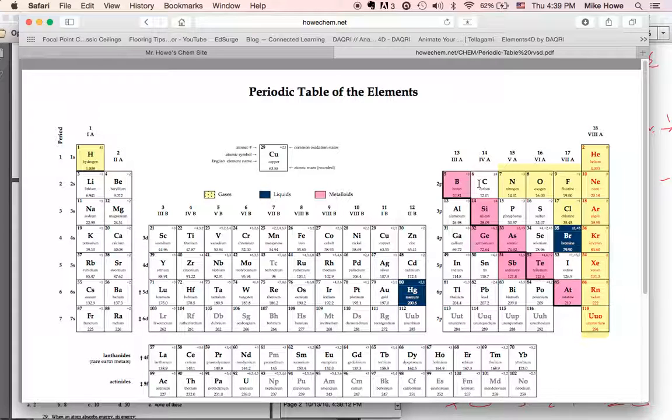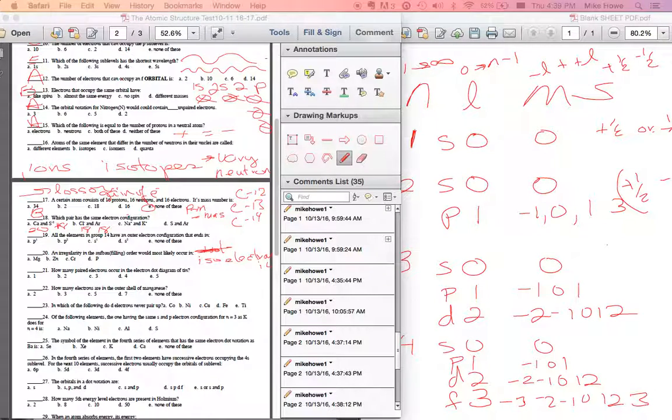Carbon ends in 2p2, so it's 1s2, 2s2, 2p2. Silicon ends in 3p2: 1s2, 2s2, 2p6, 3s2, 3p2. Oh, I said that wrong. Germanium ends the same way, 4p2, and so on. So the answer to that one, number 19, is p2.